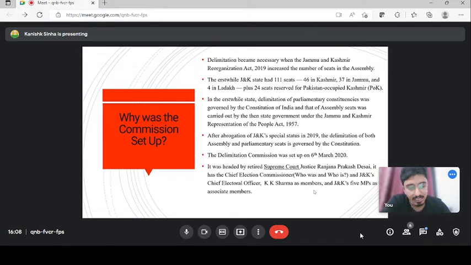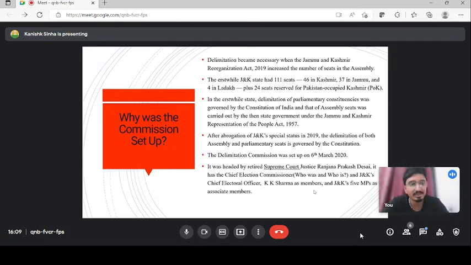Now after the Jammu Kashmir Reorganization Act 2019 came into force, the act itself said that there will be an increase in the number of seats in the assembly, as a result of which on 6th of March 2020, the date is very, very important for you, the Delimitation Commission was set up. The commission was headed by the retired Supreme Court judge Ranjana Prakash Desai, and then the Chief Election Commissioner.